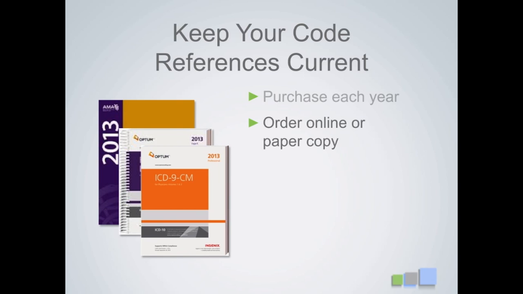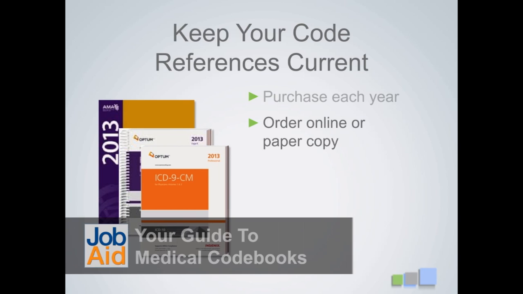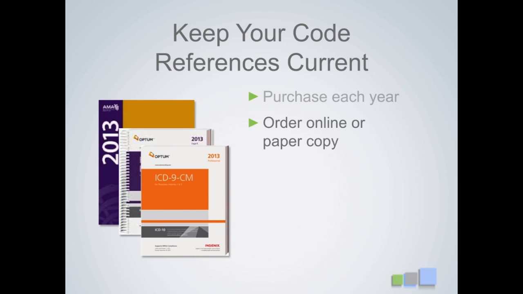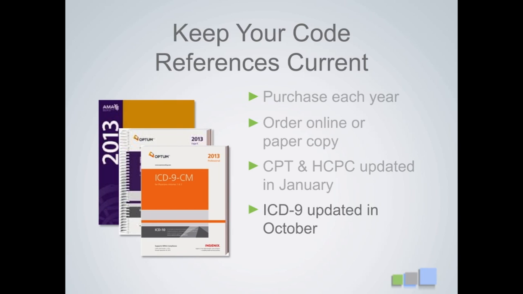For a refresher on these three guides and where to order them, you can print out the downloadable job aid, Your Guide to Medical Code Books. Be prepared to purchase the new versions of the CPT and HCPCS every year in January. The ICD-9 code books are purchased in October each year. At this time, a new revised coding system, ICD-10, is expected out in the near future.